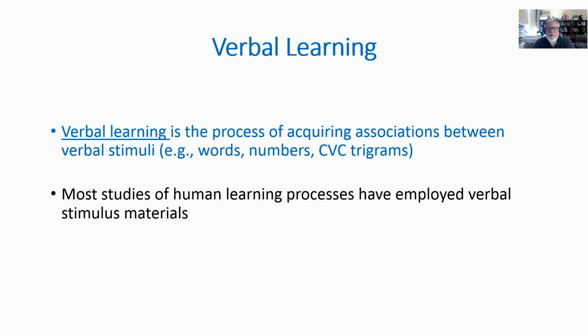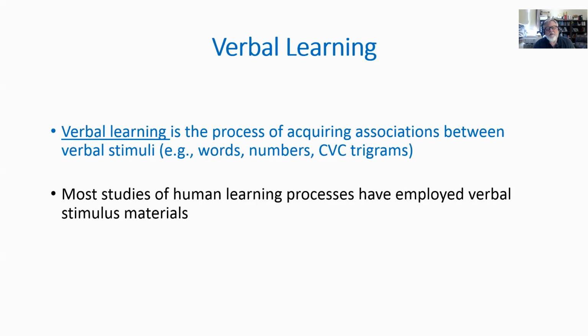So at this point, we have looked at classical conditioning and instrumental conditioning within the context of aging in both humans and animals. Now we're going to focus primarily on learning in humans. And the protocols that are typically used in studying human learning are protocols that involve what we call verbal learning.